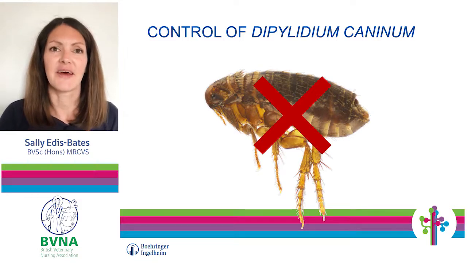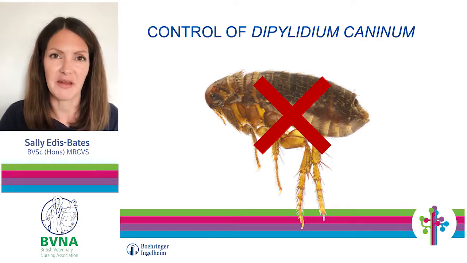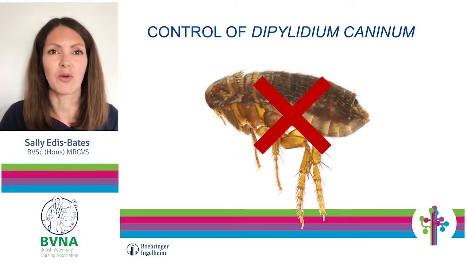So as fleas are the intermediate host for Dipylidium caninum, the best way to prevent infection is to use a year-round flea treatment. And remember, this is especially important for cats because they're at increased risk of Dipylidium caninum because of the natural behaviours they show, like grooming and hunting. Cats and dogs that aren't treated regularly for fleas should be considered to be at an increased risk of becoming infected with Dipylidium.